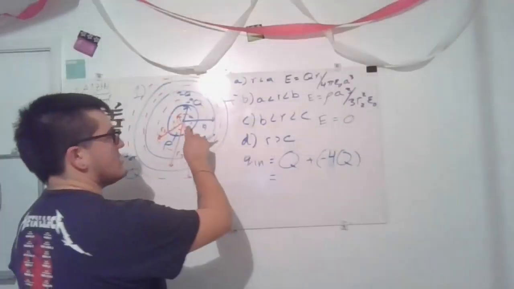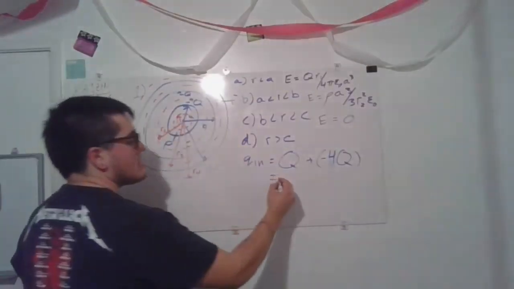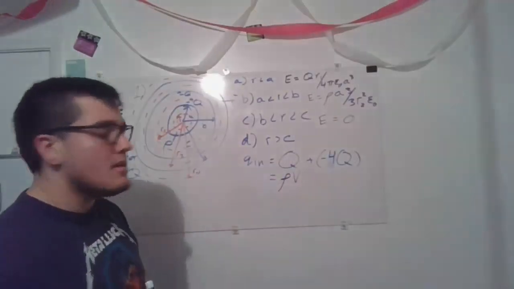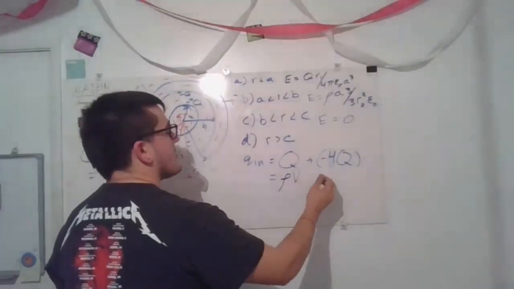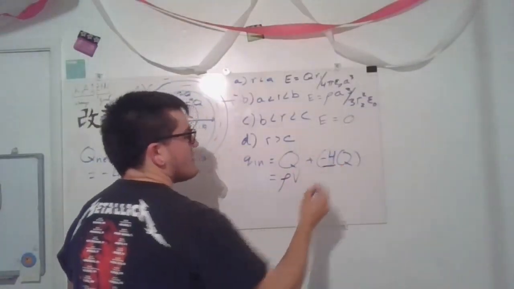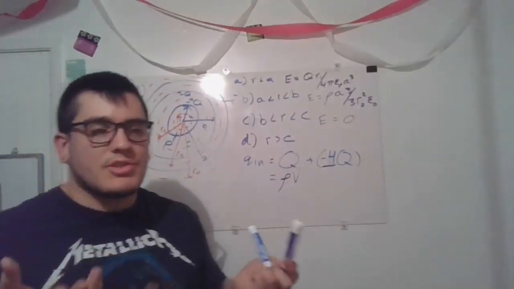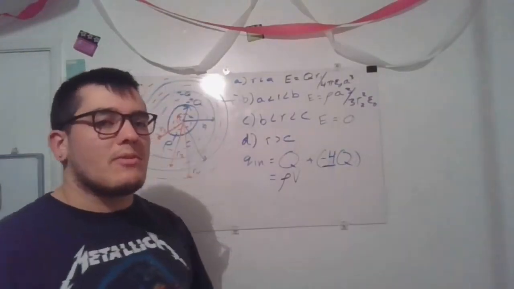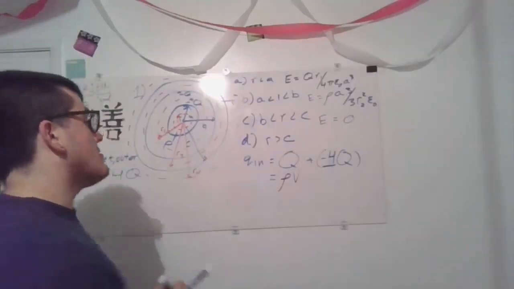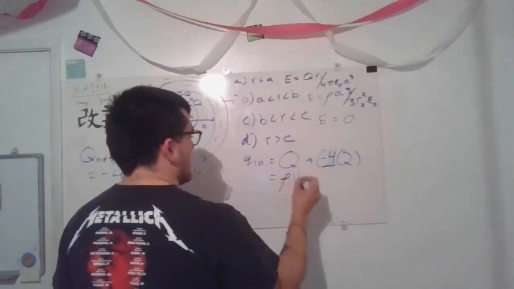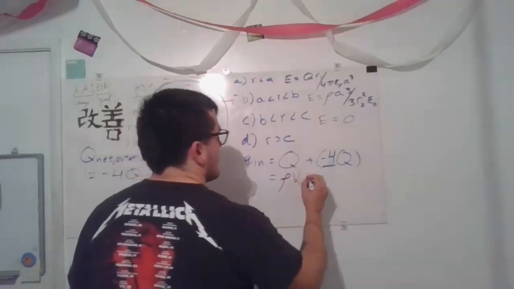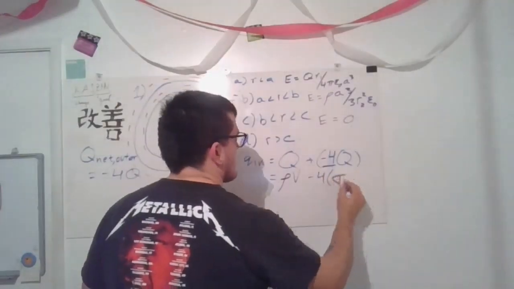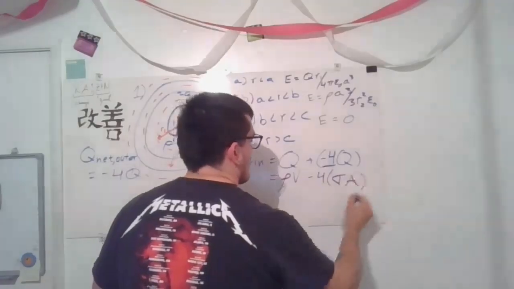So this Q is distributed along the volume, so it's going to be rho times V. Rho times V. Then what about this one? The -4 will stay because that's just a constant. But what is that Q? It's distributed over a surface, so I'm going to write -4 times sigma times A.